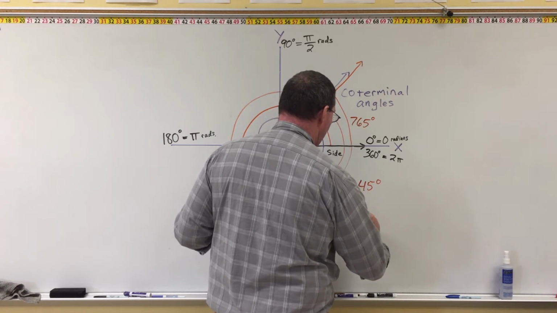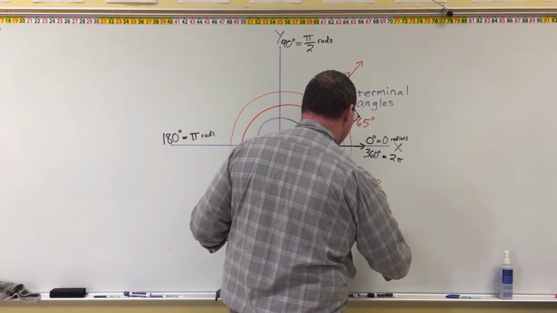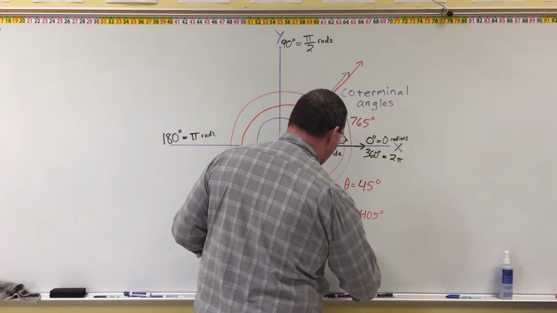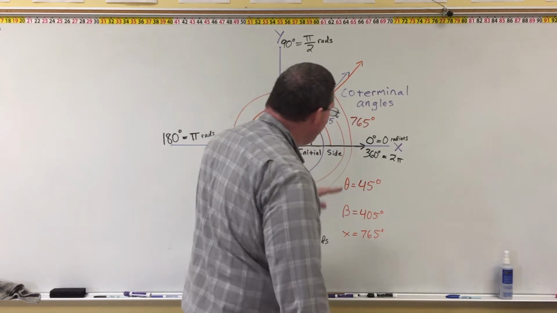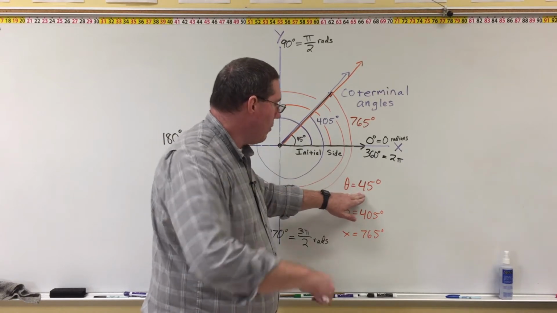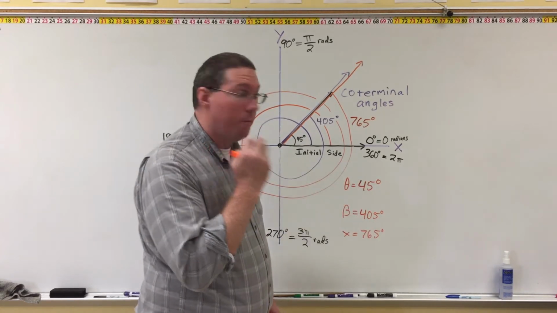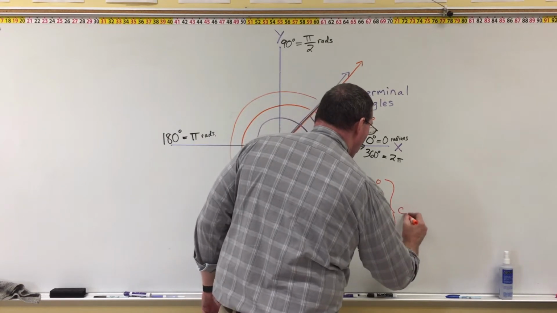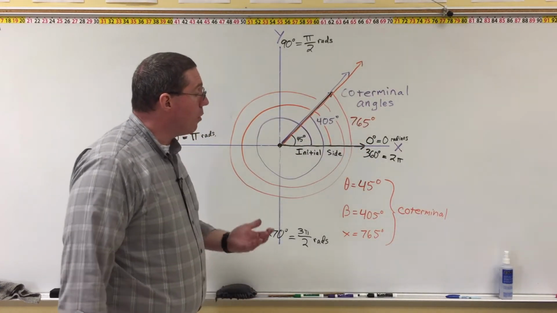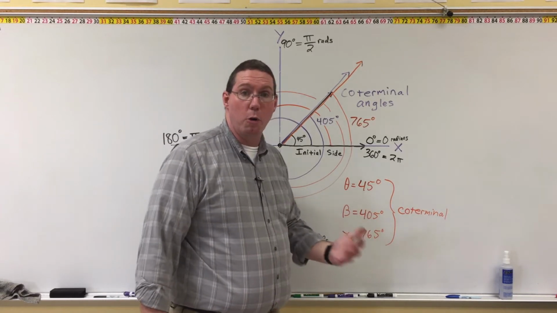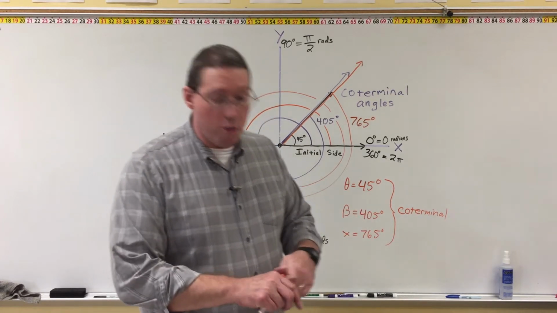And here's what I need you to understand: if theta is 45 degrees, and let's say beta, I'm just using another Greek letter, angle beta is 405 degrees, and let's say angle X is 765 degrees. Because the terminal side of this angle and the terminal side of this angle and the terminal side of this angle are all sitting right on top of each other, these three angles are coterminal. They are coterminal angles. Now, you may have already noticed how to figure out whether two angles are coterminal or not. If you're measuring in degrees, there's a very simple way to do this, because this is ultimately what I want you to be able to do.